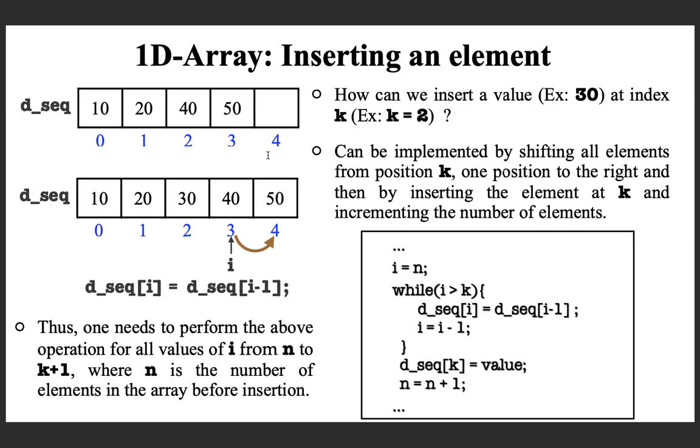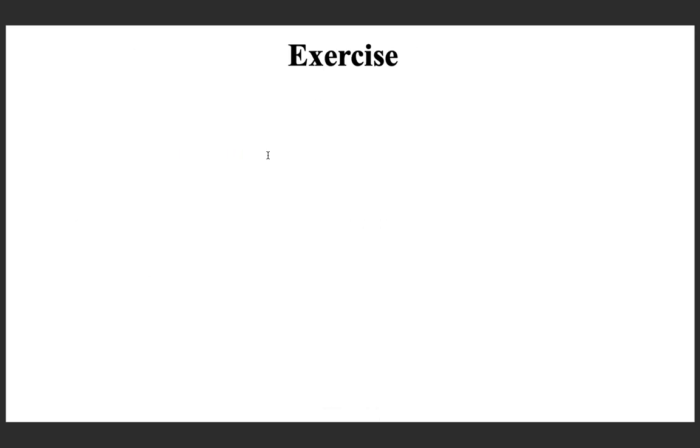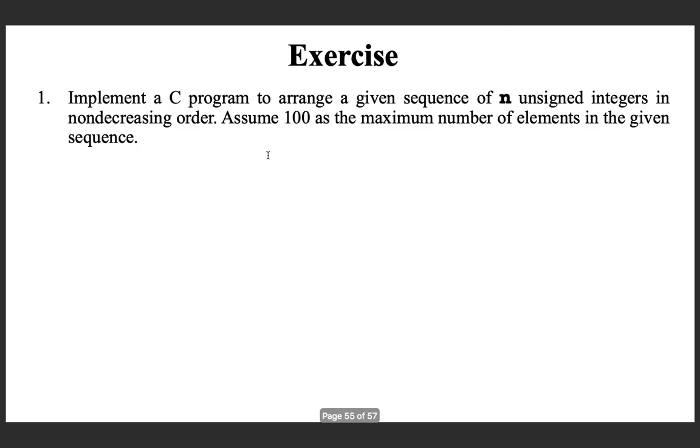Now with this, I am giving you some homework exercise problems which you have to solve, and you have to practice that in your C programming lab. First program is implement a C program to arrange a given sequence of n unsigned integers in non-decreasing order, where you assume that 100 is the maximum number of elements that you want to sort, because you have to declare an array. You declare it with size 100.